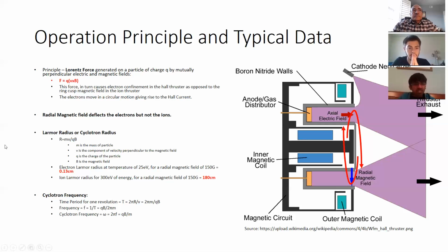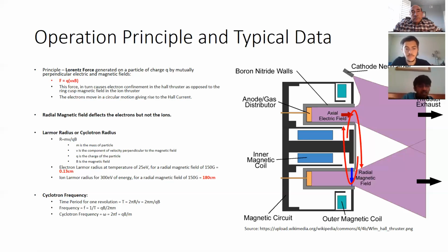The next point is that this force in turn causes the electron confinement in the Hall thruster, as opposed to the ring cusp magnetic field in the ion thruster. The ion thruster requires the ring cusp magnetic field for electron confinement, which results in confining the plasma. But here it's done by the Lorentz force, which keeps the electrons in that circular motion, so it doesn't let the plasma go out.